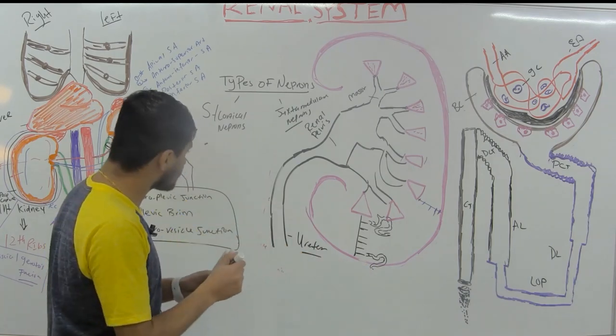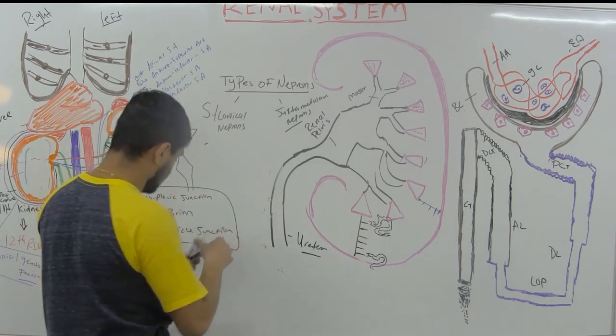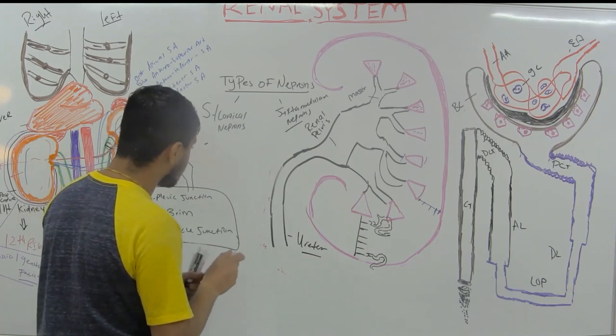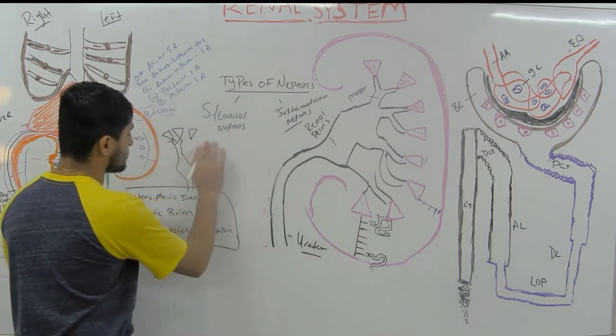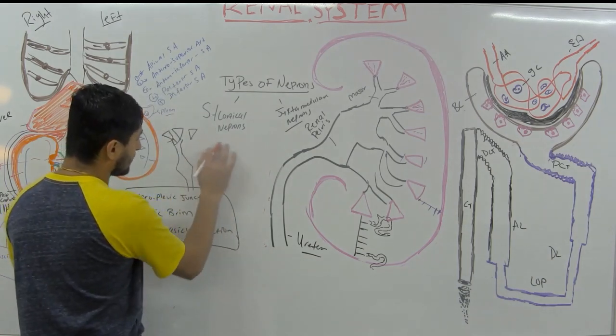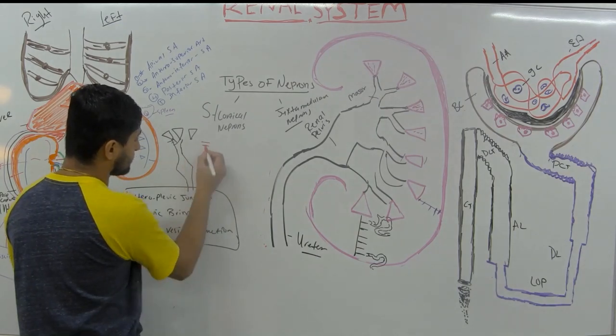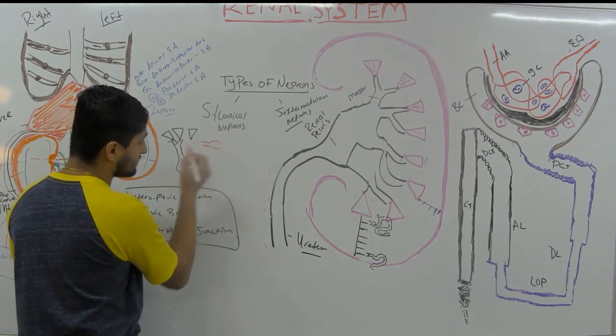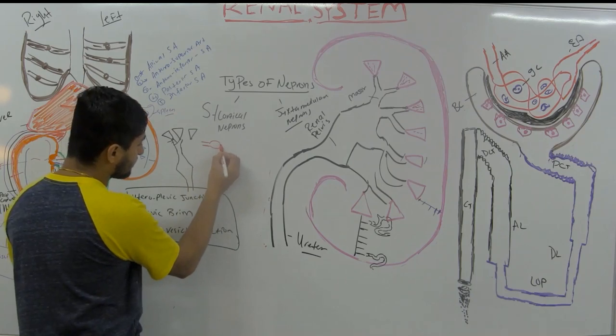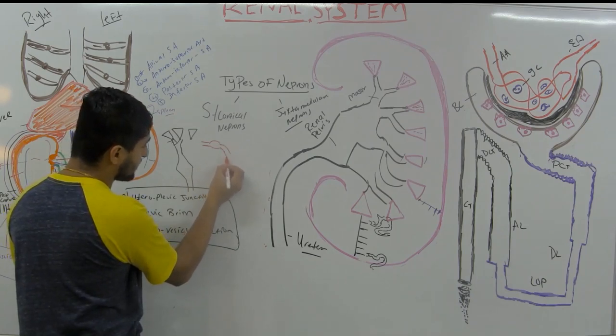And one more structure, okay, I'm going to write it down here. Usually with the cortical nephrons, let's make this the afferent arterioles, right? The afferent arterioles split out and become your glomerular capillaries, right? And from the glomerular capillaries, what happens? It becomes your efferent arterioles, right? And from the efferent arterioles, what happens? They split out and become your peritubular capillaries, right?